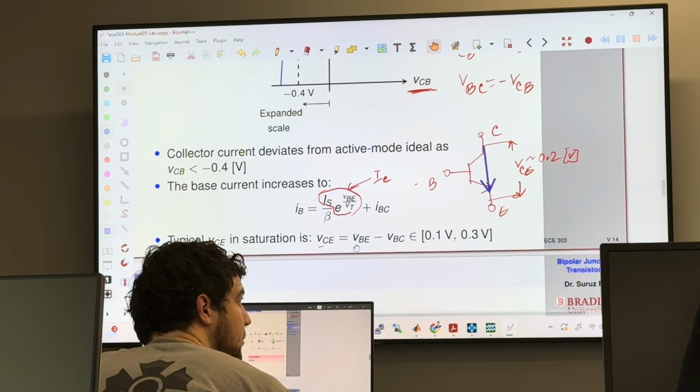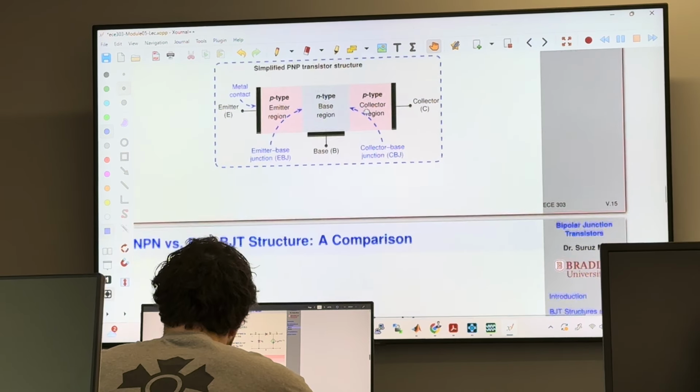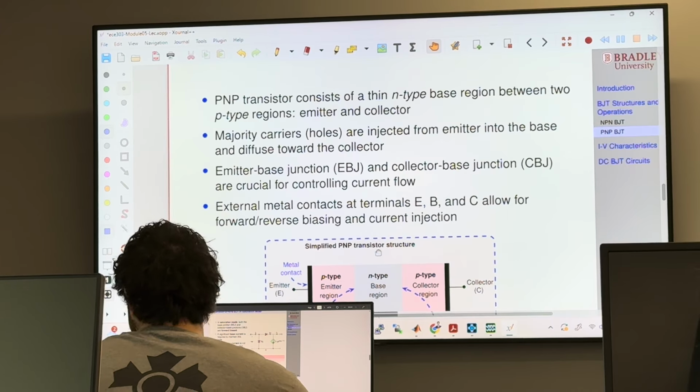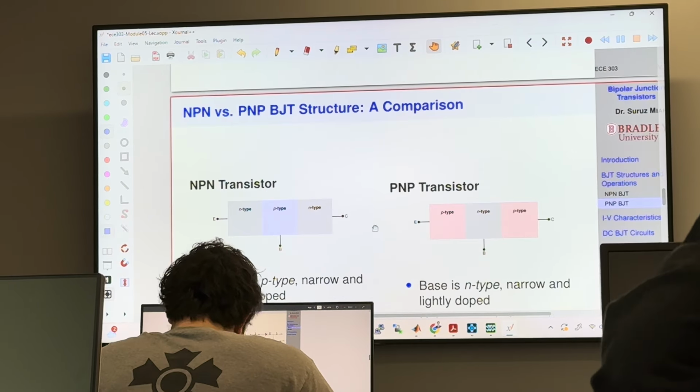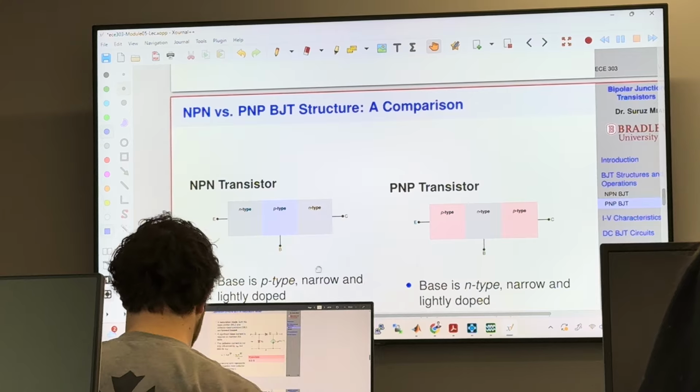All right. So that's all the theory, and this is the construction of a PNP transistor, which is just the opposite of NPN.